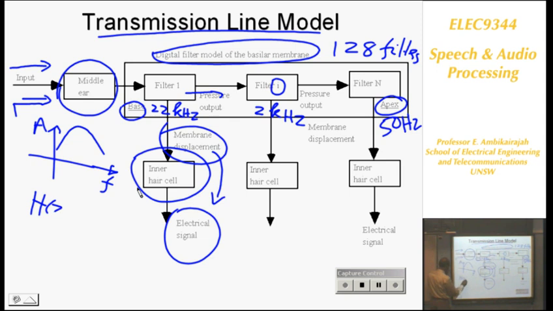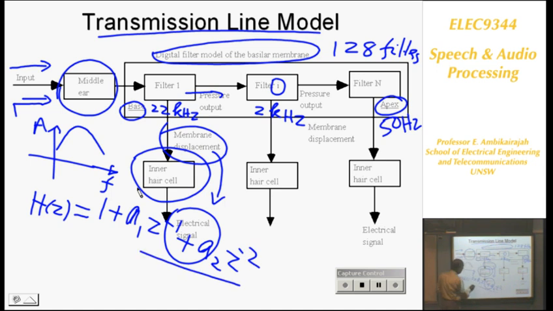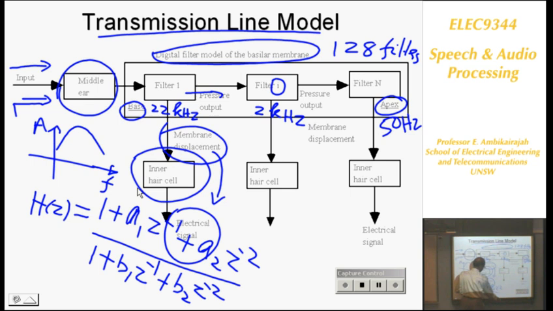A second order resonant filter will normally look like (1 + A1 z^-1 + A2 z^-2) divided by (1 + B1 z^-1 + B2 z^-2). If you actually plot the frequency response of these filters, you will find both of them are resonating. This is a zero, this is a pole. That's the one which causes the deflection.